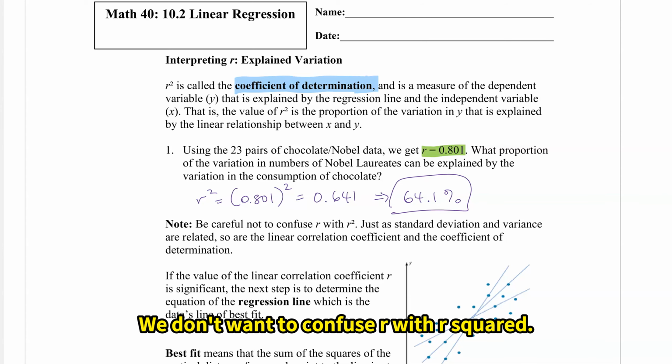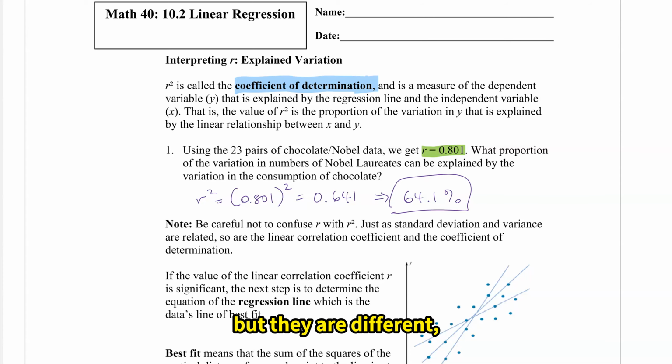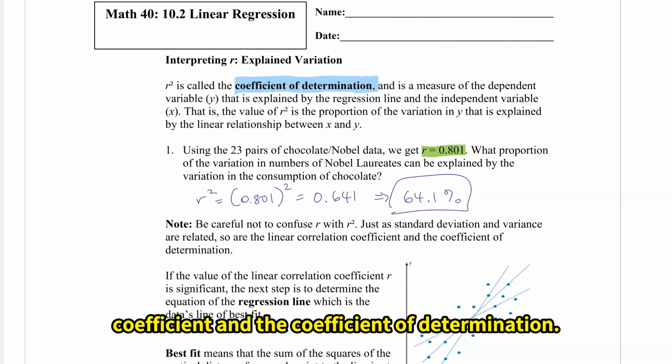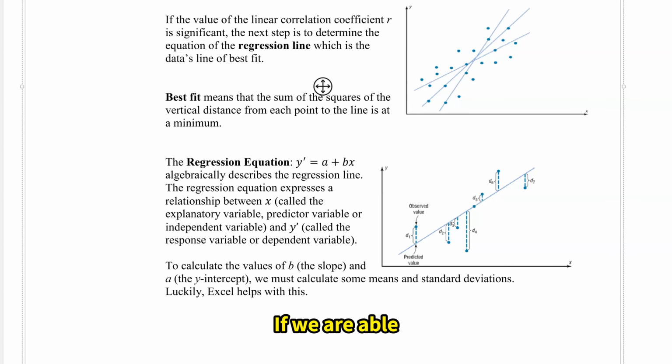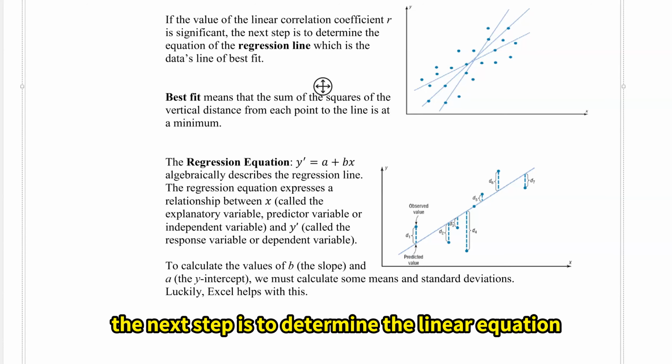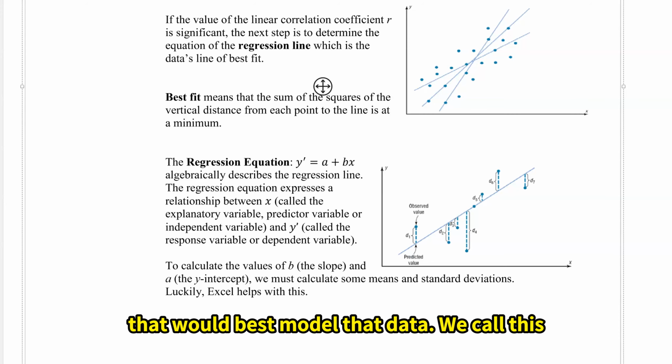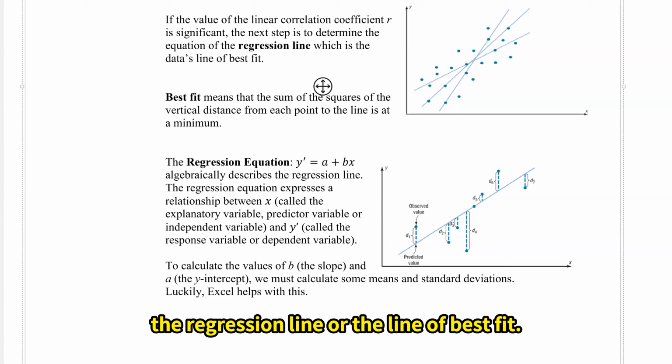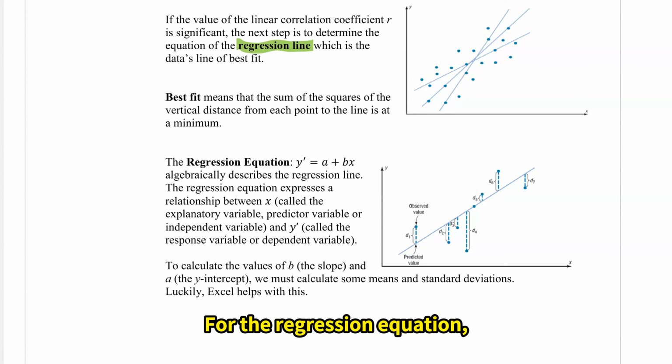We don't want to confuse R with R squared. Standard deviation and variance are related, but they are different, and so are the linear correlation coefficient and the coefficient of determination. If we are able to get a significant linear correlation with data, the next step is to determine the linear equation that would best model that data. We call this the regression line, or the line of best fit, or the regression equation.